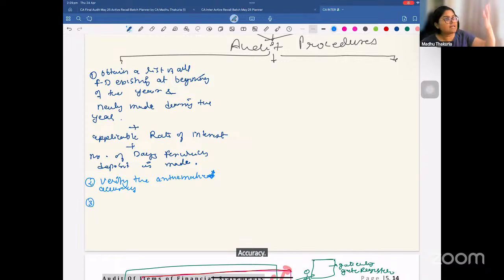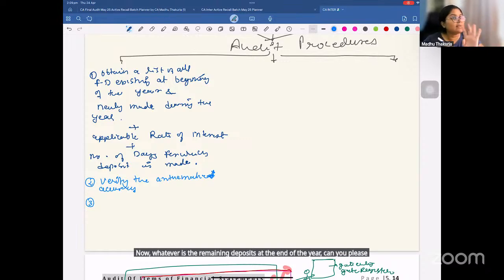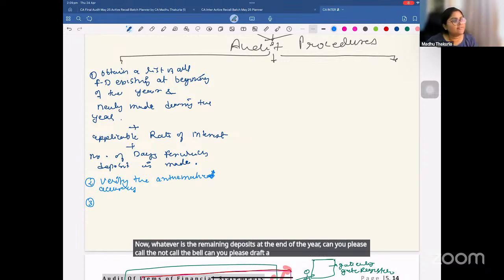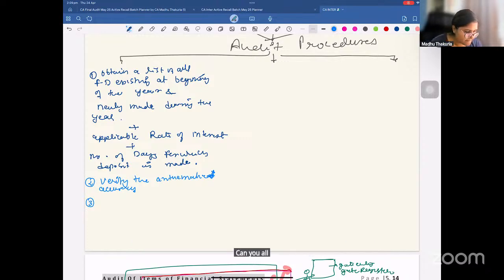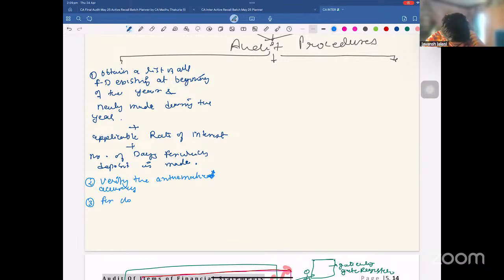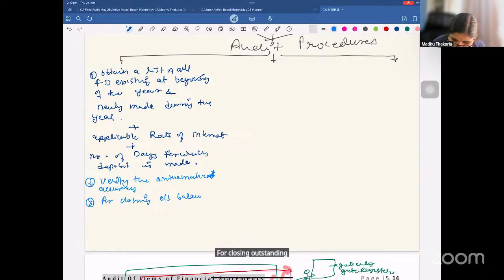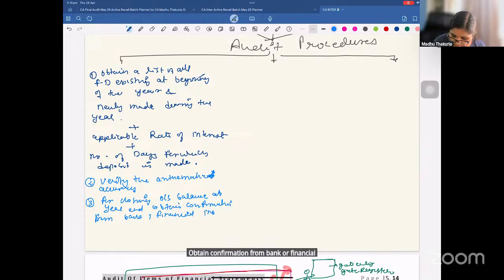Now, whatever is the remaining deposits at the end of the year, can you please draft a confirmation letter and obtain a confirmation from the bank for the closing FDs? Can you all, guys? Yes, ma'am. For closing outstanding balance at year end, obtain confirmation from bank or financial institution.